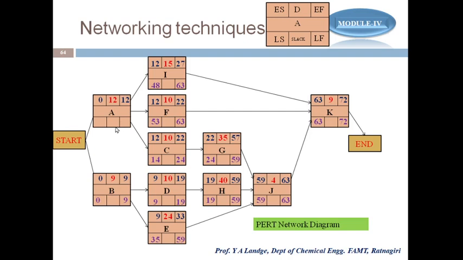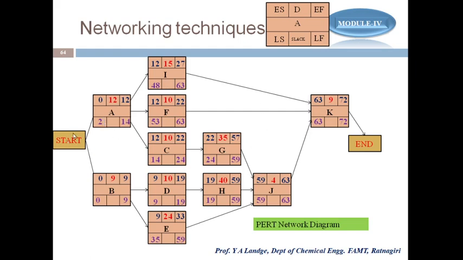Similarly, if we look at A, then I, F and C are the forward activities. From these I have to choose the minimum, and the minimum LS value I got is 14. So I take it here, 14, and then 14 minus 12 gives 2. Up to there is no problem.